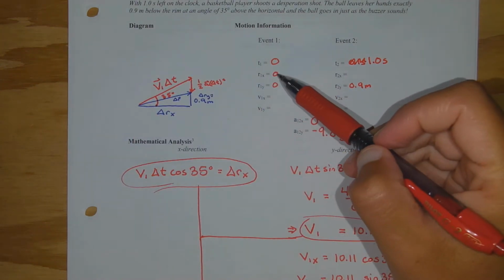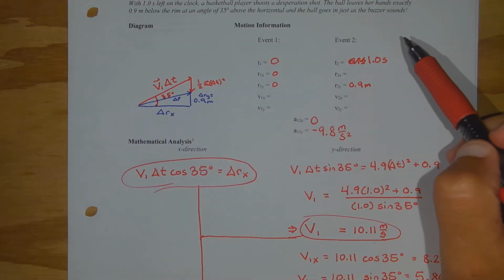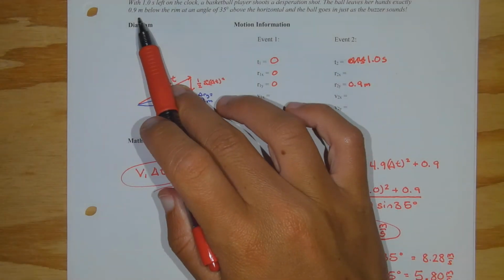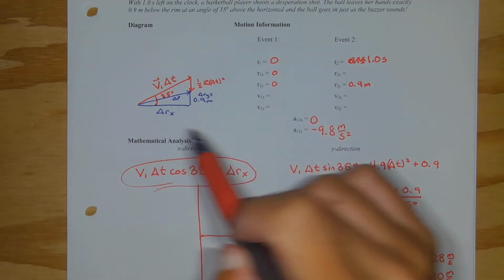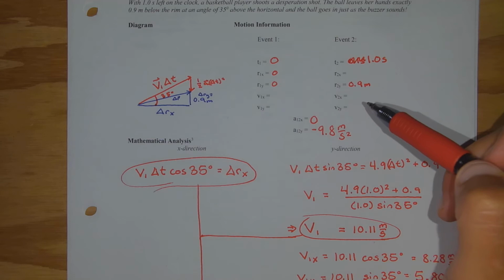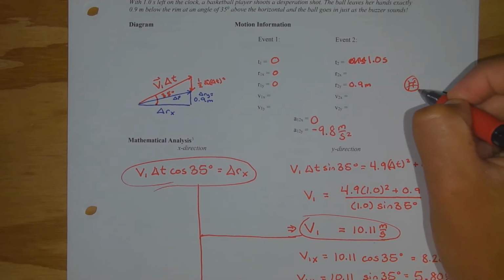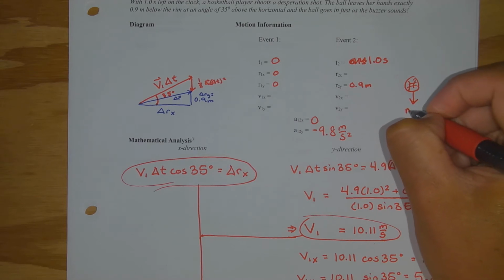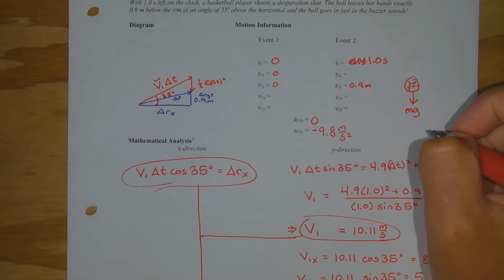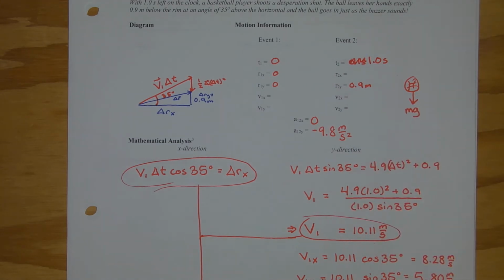We're starting at time 0, we're starting at position 0, and the net is 0.9 meters above where the ball leaves the hand, so our r2y is 0.9. And if you do a free body diagram for the ball, you've got the force of gravity acting on the ball, and so we have the acceleration in the y direction is negative 9.8.